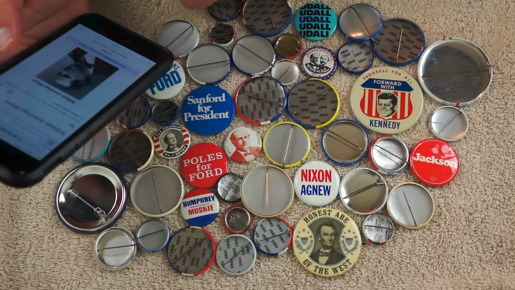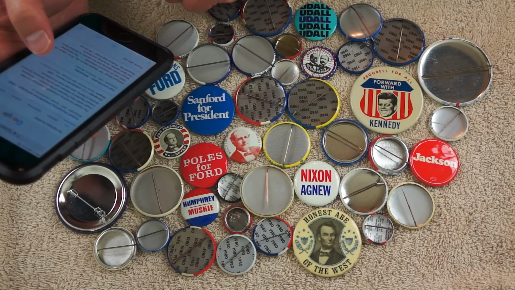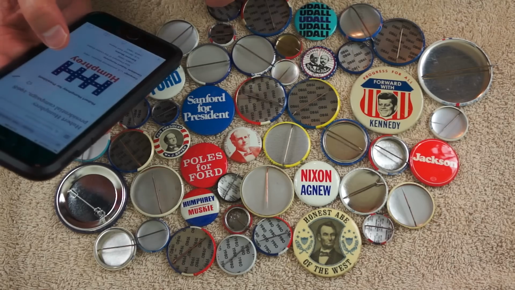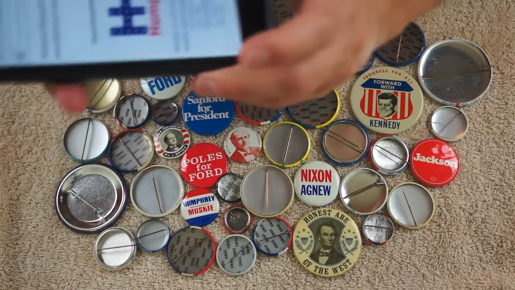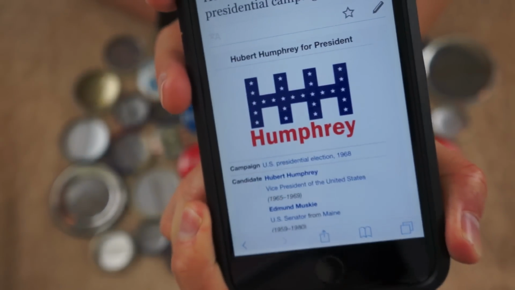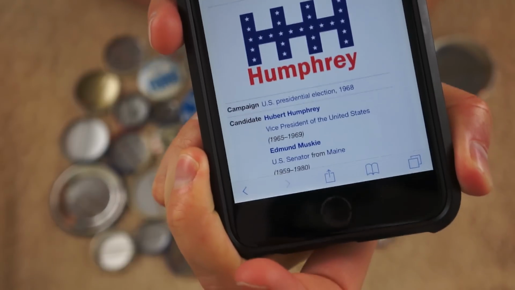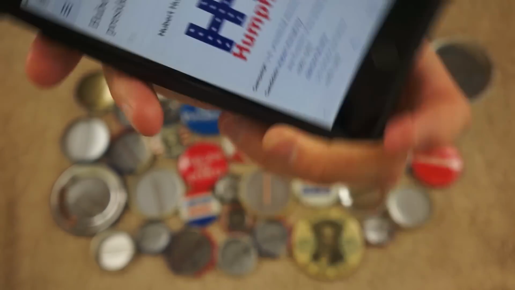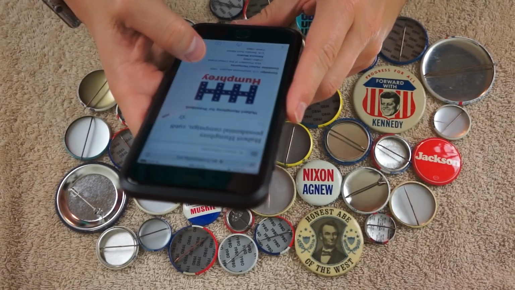Humphrey Muskie. Let's see what it says here. Hubert Humphrey's presidential campaign. Oh, interesting. There's the logo that it used. You can focus on it. It's like HHH put together. It's very interesting. So let's see.